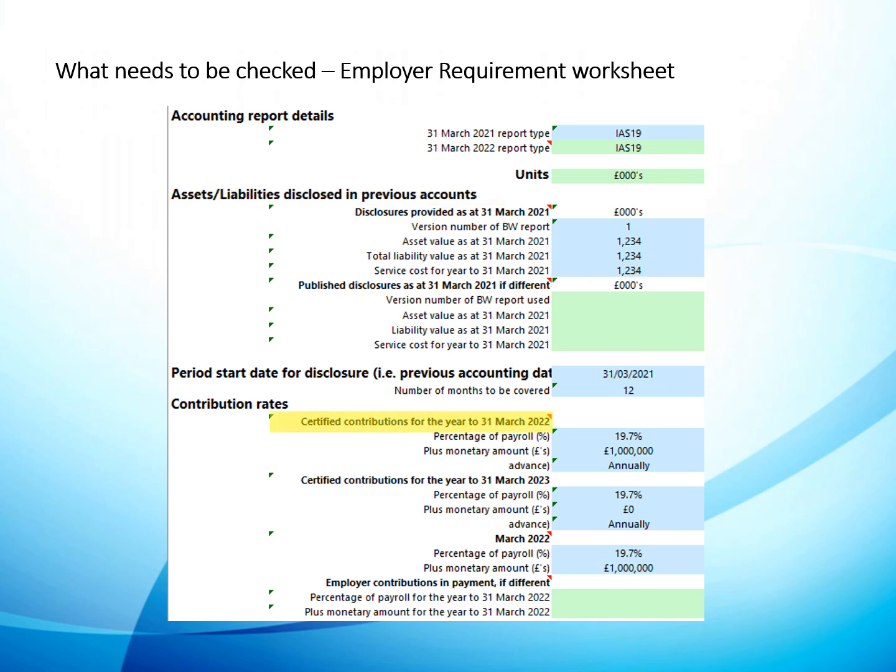Double check that the figures under Apportioned Contributions Certified for the year to 31st of March 2022 are correct. This will be your current employer rate and any deficit you expected. You can find this information in the valuation report or pre-filled on your PN11 template. If these figures are different to your records, please enter your data in the green box under Employer Contributions in Payment if different.